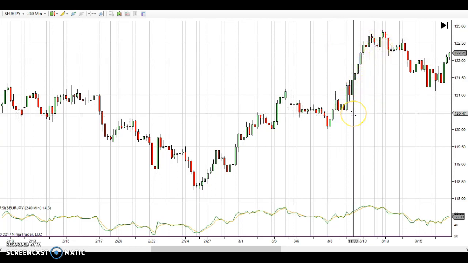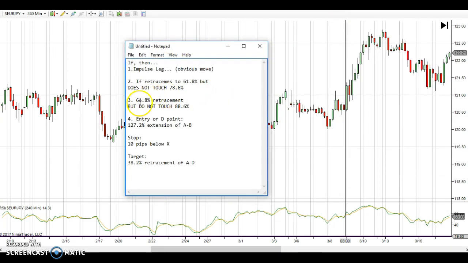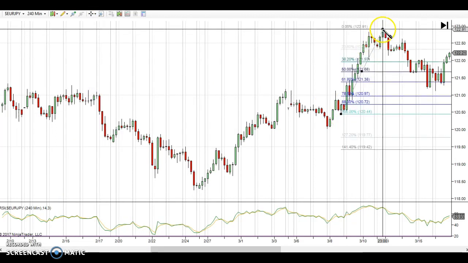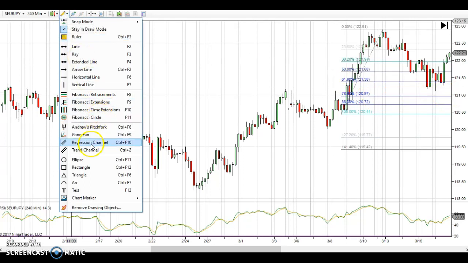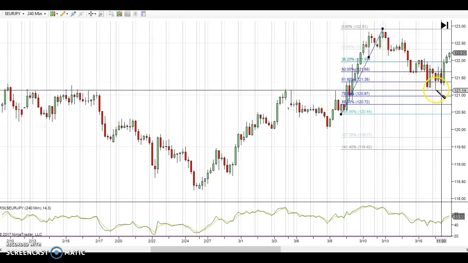So after an impulse leg, what are we looking for? Do you remember? 61.8% retracement, but does not touch the 78.6. So impulse leg, check. Now let's check for this. So let's go grab our Fibonacci retracement tool. Start from this impulse leg up. So here's our X, here's our A, here's the 61.8. Boom, you see we touch it, but we don't touch the 78.6. So far we have a valid X, A, and B. So X to A to B.